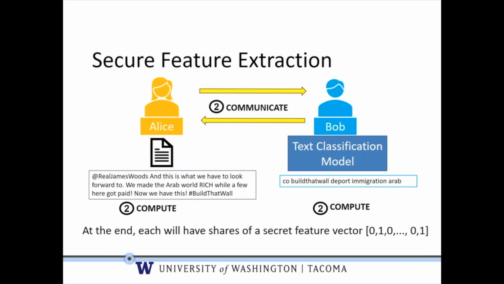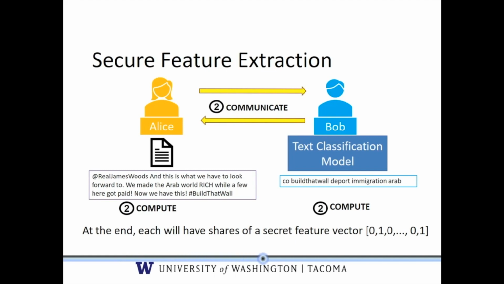From there, we take the shares. We have to do secure feature extraction. So if you consider Bob has keywords that will help his model determine whether or not this tweet has hate speech, but he doesn't want to reveal those words, and Alice doesn't want to reveal her tweet. So they have to use additions and multiplications over the shares that we just split up and extract the vector, or the features, so the words that are in Alice's tweet, without revealing any of those words.